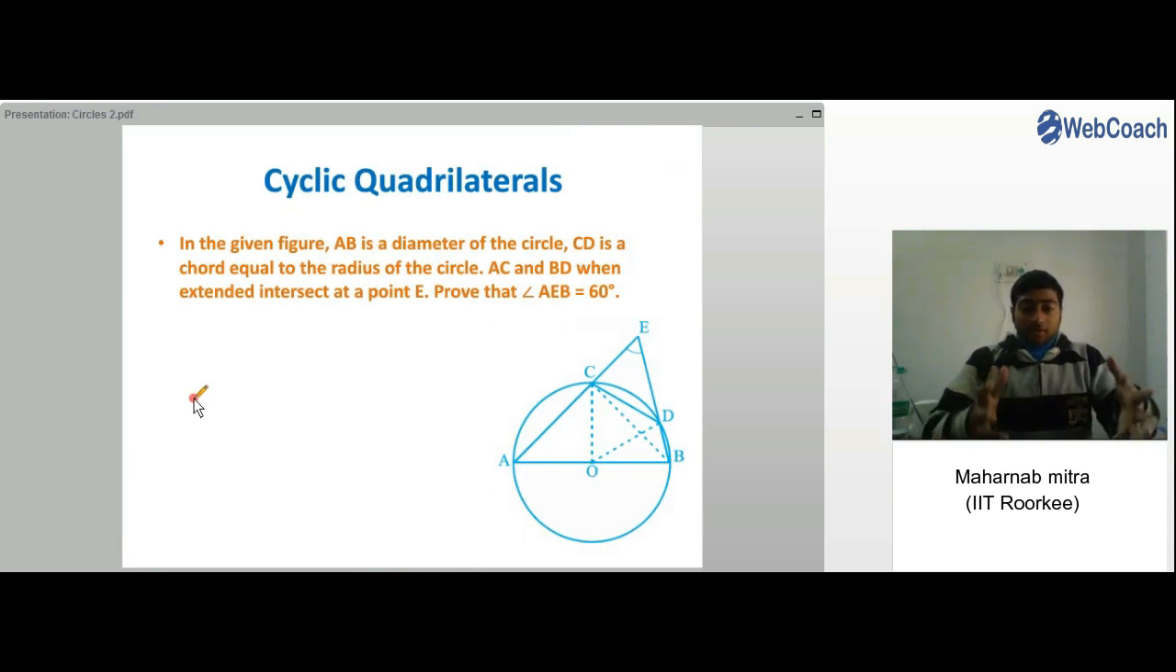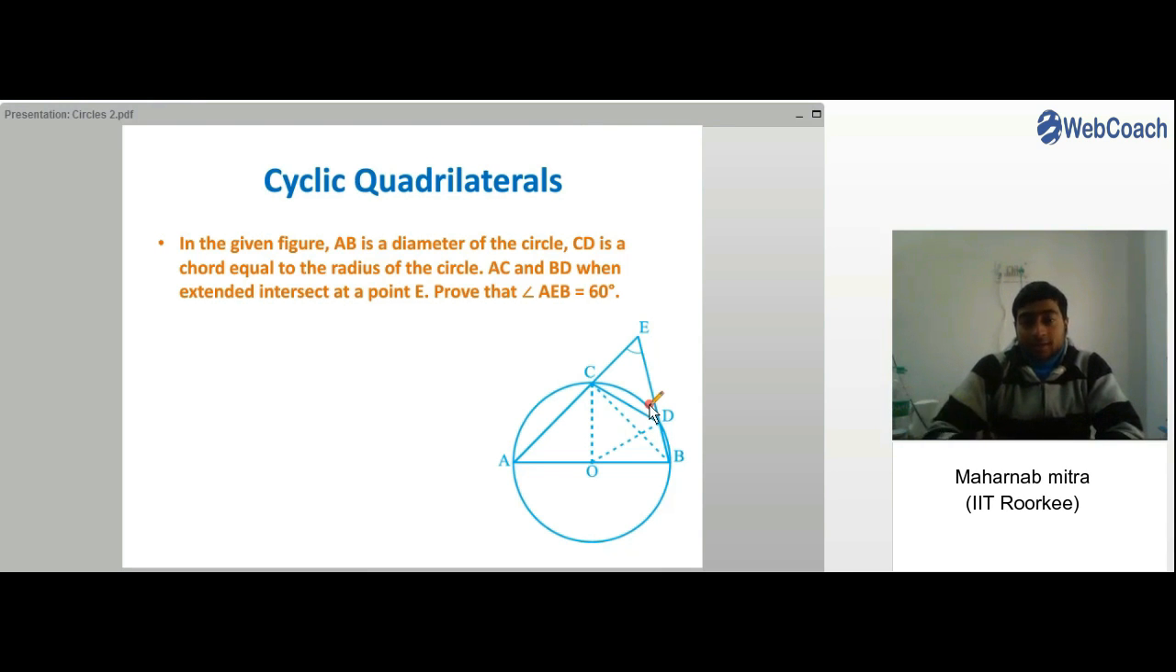So let us use the characteristics of cyclic quadrilaterals in a question. In the given figure, AB is the diameter of the circle. You can see it is passing through the center O. CD is a chord which is given here, and CD is equal to the radius of the circle.